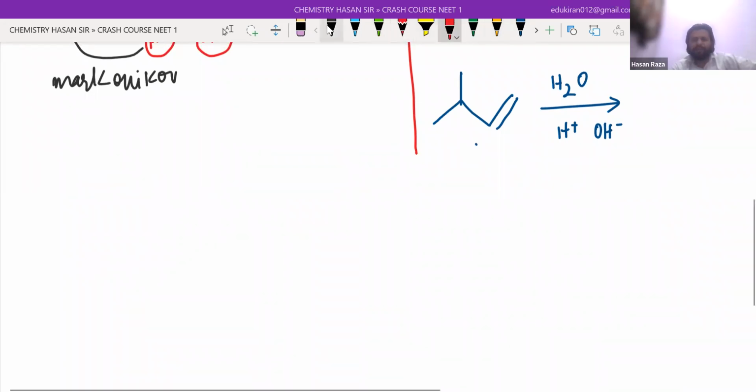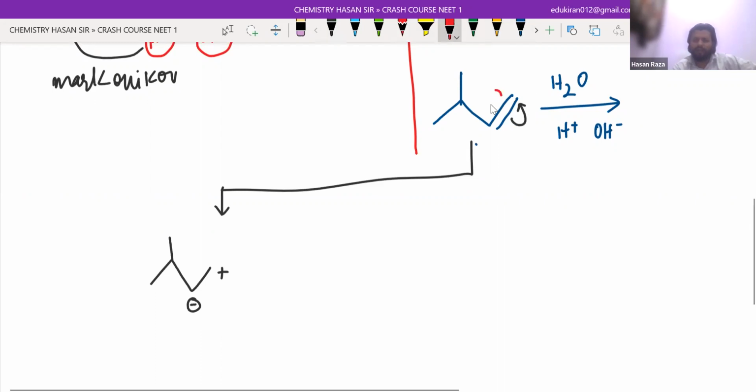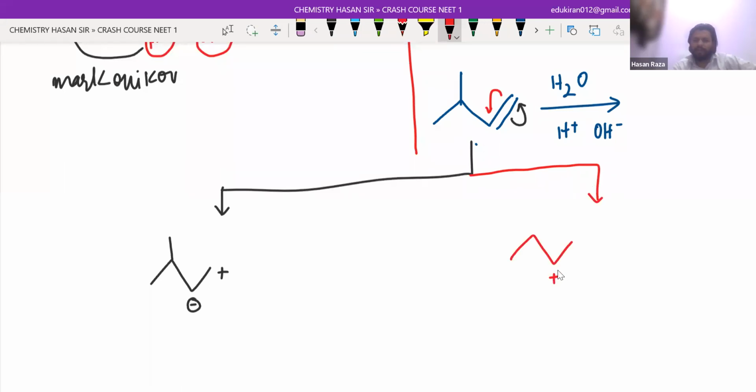See what will happen. I'm going to show you. There are two probabilities. The first is that the carbocation formation takes place here and the negative charge here. Either it will go like this or it will go like this. And you can see the carbocation formation can take place here and the negative charge is here. Are you getting my point?